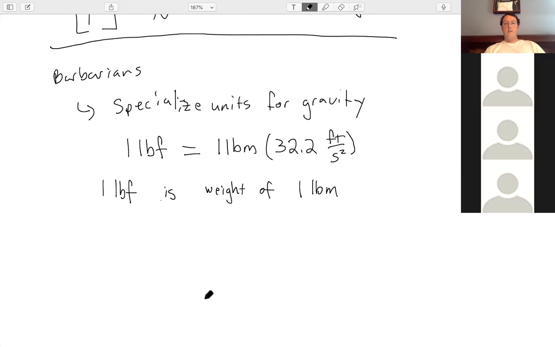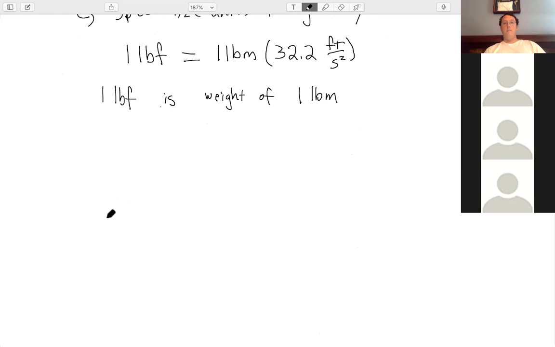Okay, so I apologize. I'm trying a little different program to do the notes other than Zoom. So we'll see if this works better.